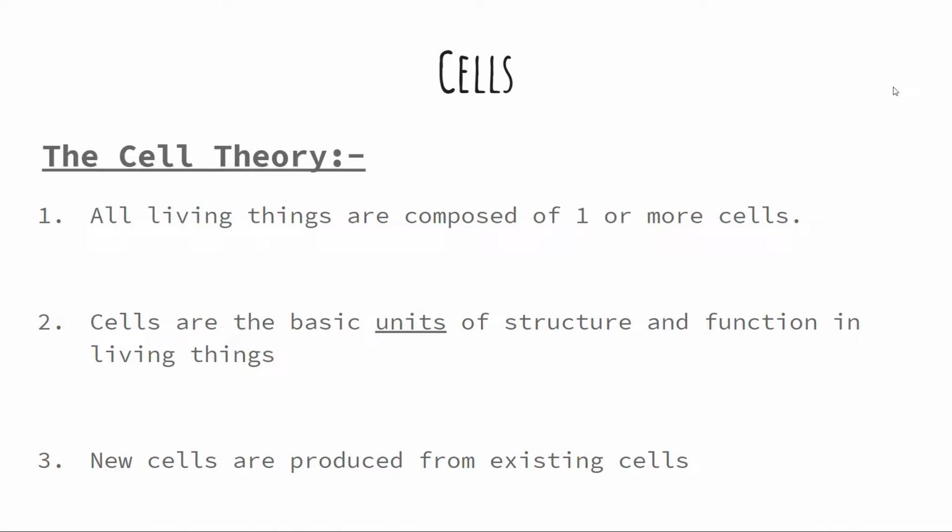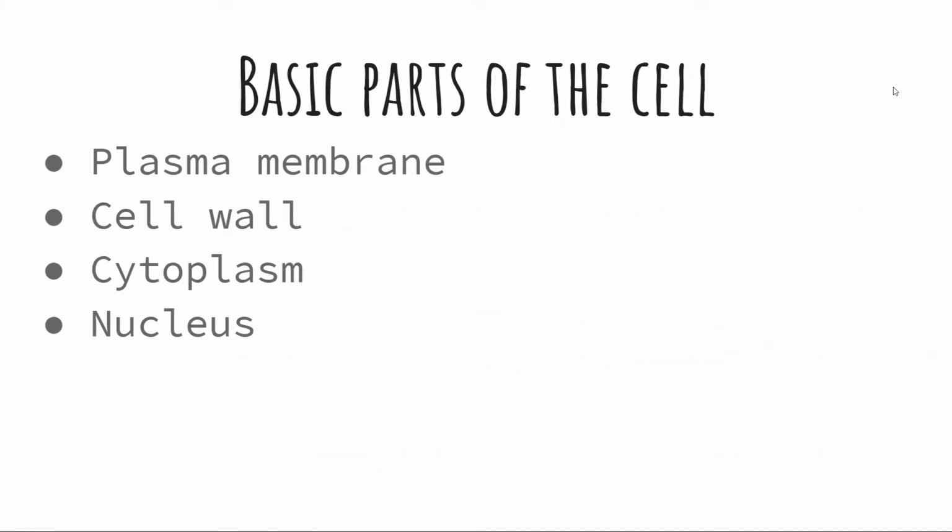The third thing that the cell theory states is that new cells are produced from existing cells. New cells are made from pre-existing cells when an old cell splits. Now we'll get into the basic parts of the cell. The basic parts of the cell are plasma membrane, the cell wall, the cytoplasm, and the nucleus.